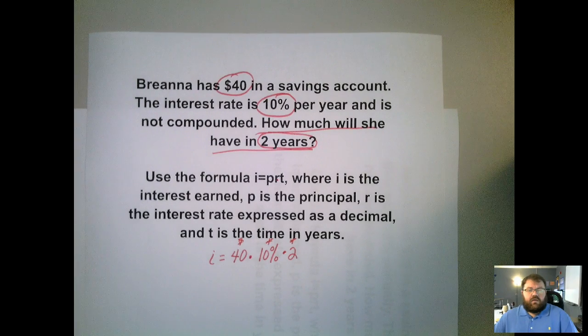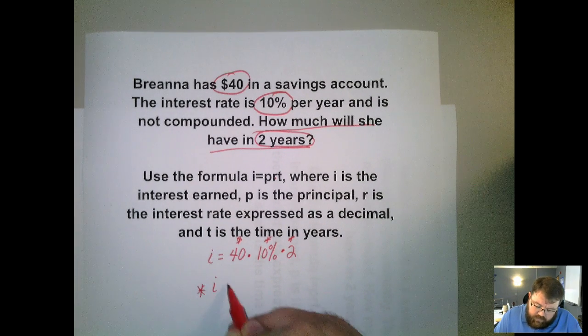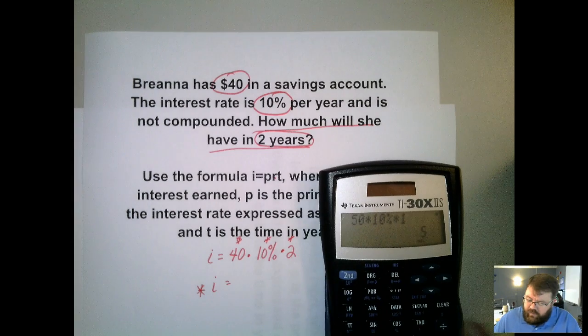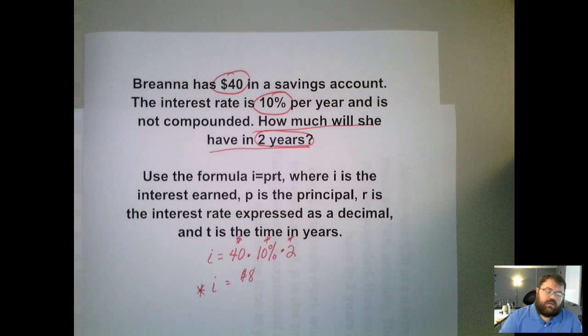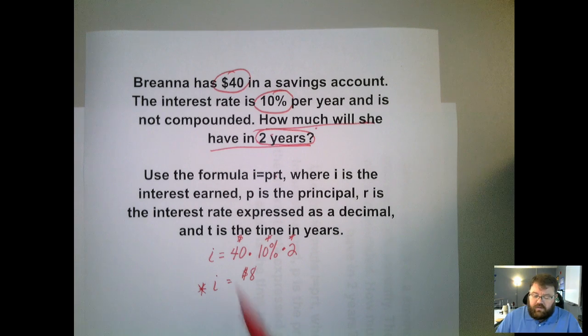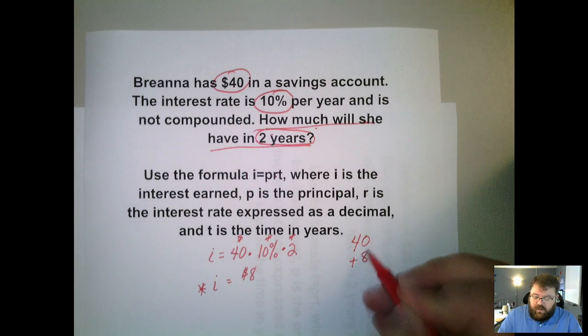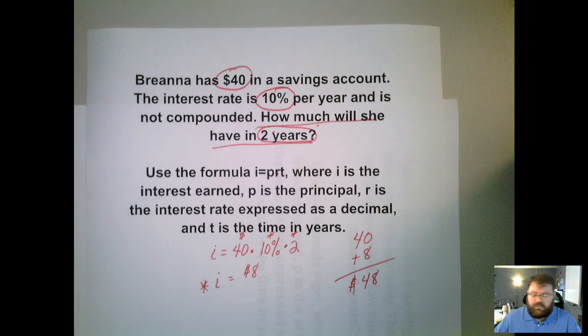Now, I want you to tell me what is the interest. Okay, so the interest is 40 times 10% times 2, and we get $8. $8 is not the answer to our question because it says how much will she have in 2 years. So to do that, I take the 40 plus the 8 to get $48, and that is the amount that she has.